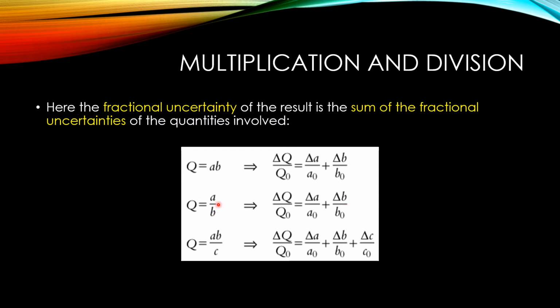And it's the same for division. We're always adding the fractional uncertainties, and in the slightly more complicated case, where we're multiplying all these quantities together, we're still adding the fractional uncertainties, and we're still adding the percentage uncertainties.